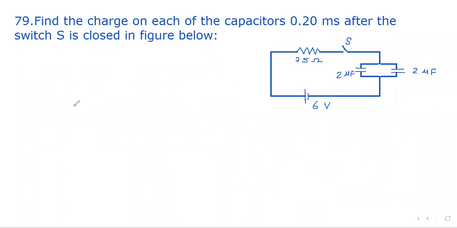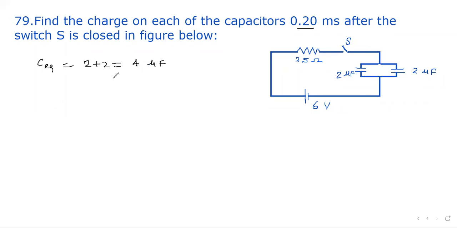Question number 79. Here we have to find the charge on each of the capacitors 0.2 millisecond after the switch S is closed in the figure. Here this is switch S, 2.5 ohm resistor, 2 microfarad capacitor, 2 microfarad capacitor. This is a 6 volt battery. So if we find the equivalent capacitance, C equivalent will be 2 plus 2, that is 4 microfarad.